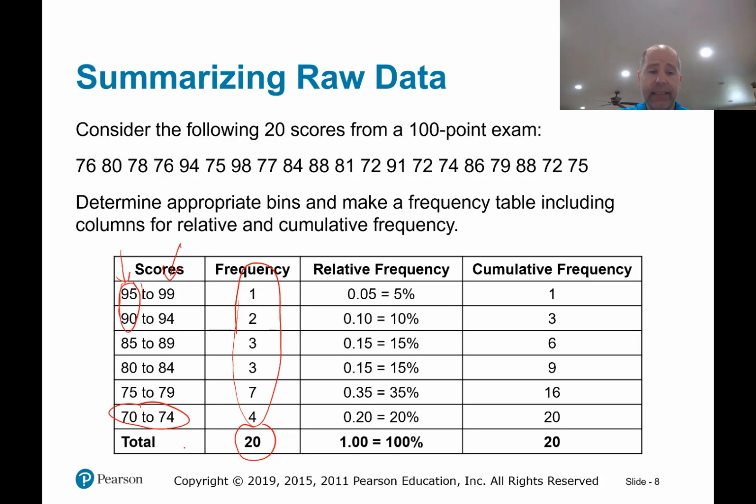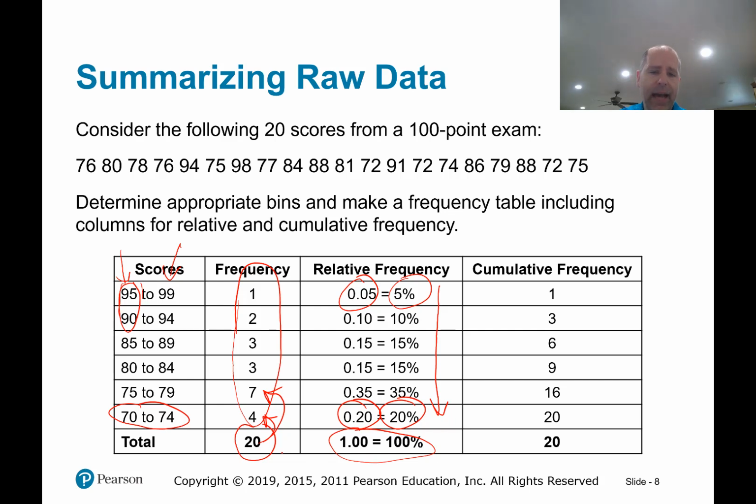And then for the relative frequencies, all you're going to do is take each of these frequencies and divide by 20. Okay. So that's what they did here. 1 divided by 20 is 0.05, which again as a percentage is 5%, all the way down to 4 divided by 20, which is 0.2 or 20%. And also notice that when you add up all of the relative frequencies, they add up to 1 or 100%. And they should always do so. If they don't, then something went wrong.